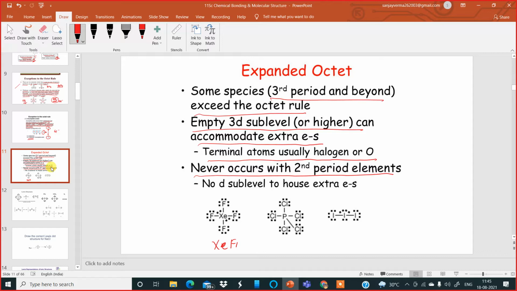In XeF4, after sharing, it is having more electrons. It will be having 12 electrons, because there are still two lone pairs left on the xenon. Now look at phosphorus pentachloride. Again, there are 10 electrons after bond formation. Talking about I3 minus, here again it is exceeding an octet. So these are examples of expanded octet, which do not obey the octet rule.